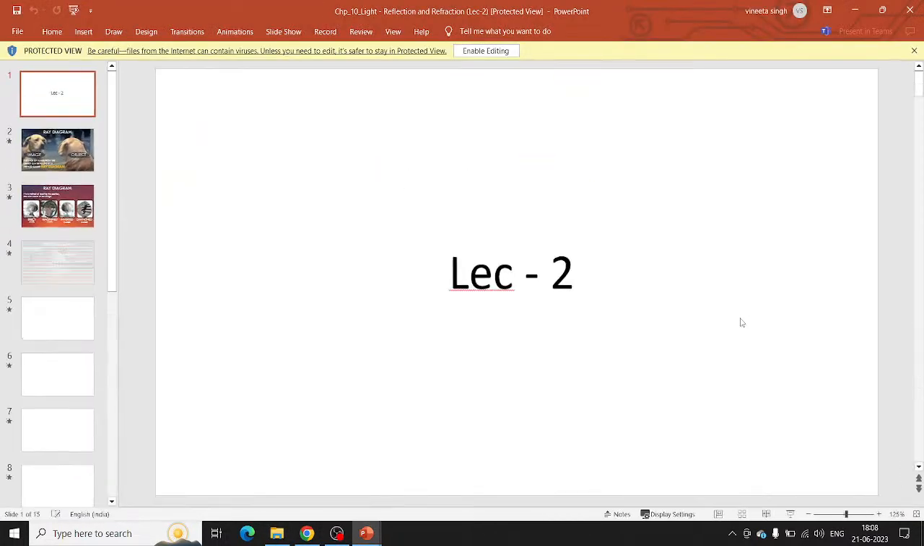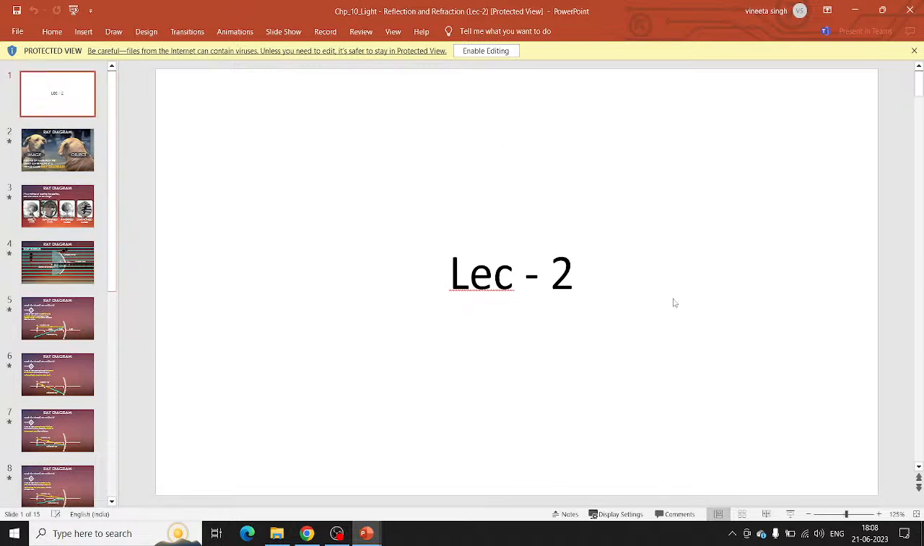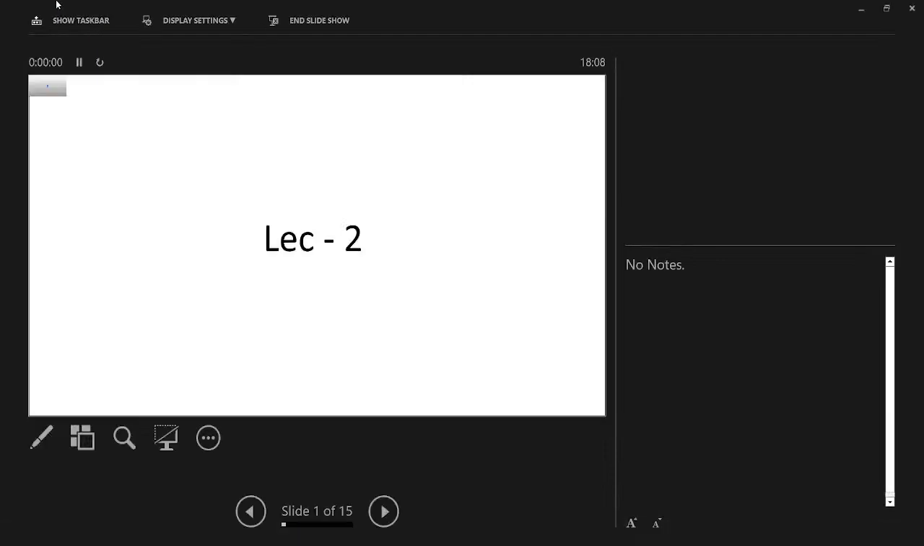Okay. Everyone draw a plane mirror, and first you explain to me the concept of the plane mirror with the help of the incident ray, reflected ray, and normal. Anurag, come here.